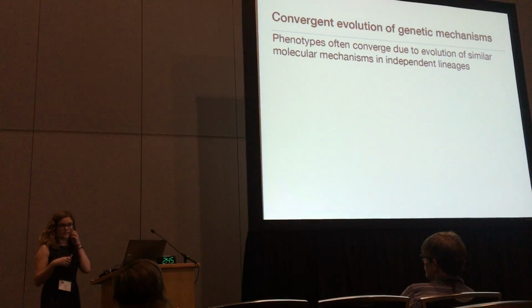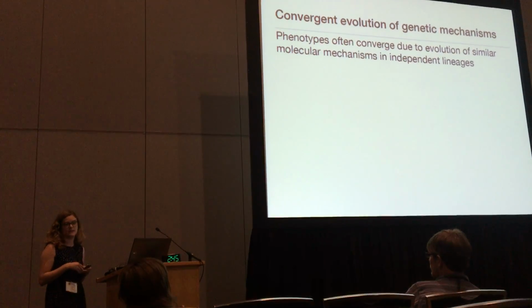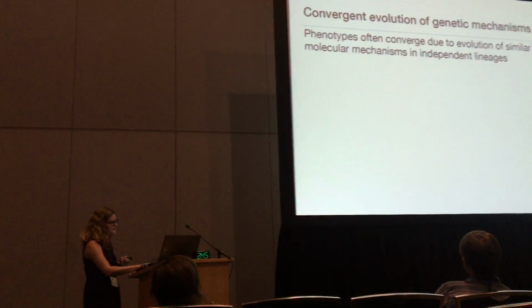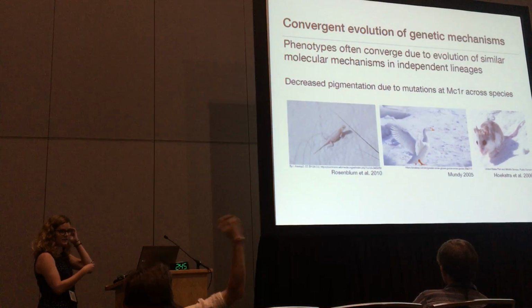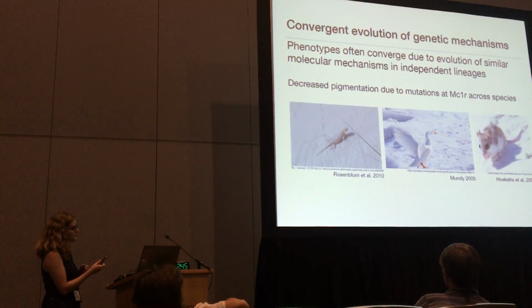The level of convergence can often be quite precise, with selection acting on the same genetic mechanism. For example, in these distinct vertebrate lineages, we see the adaptation towards reduced pigmentation on their light colored substrates using the same gene.